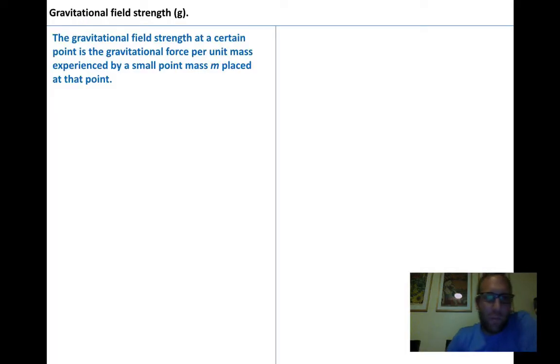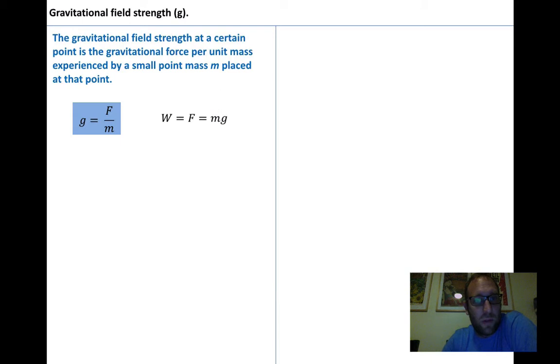Good. Let's come back to our gravitational field strength g. This is the same acceleration due to gravity that we've been dealing with the whole time during mechanics. The gravitational field strength at a certain point is the force per unit mass experienced by a small point mass placed at that point. So we rearrange our equation there.